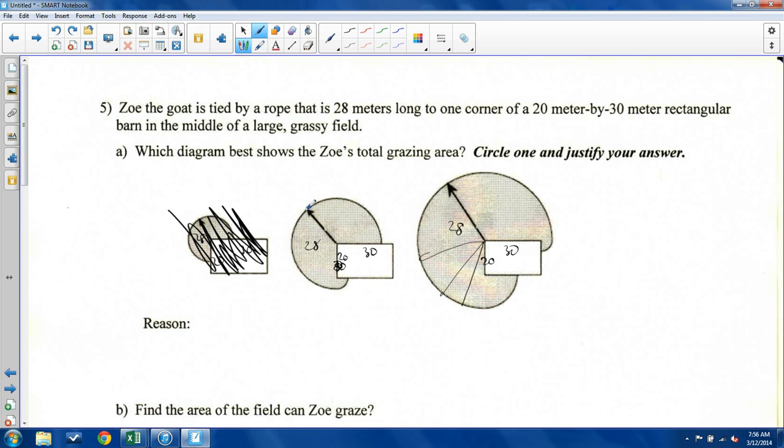Now going the other side. If I'm a goat with a 28 meter rope, I shouldn't be able to get to the other side of the 30 meter thing. I shouldn't even reach the corner of the fence here. So this one's starting to make sense.